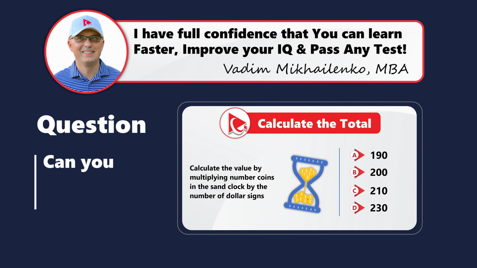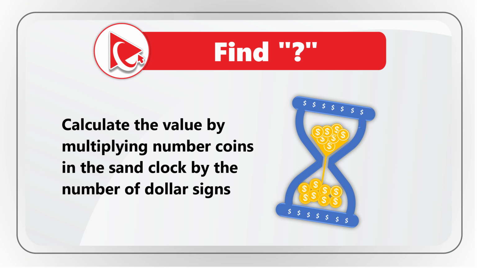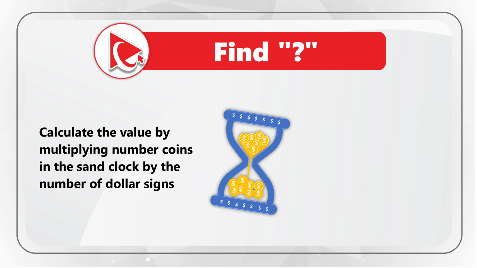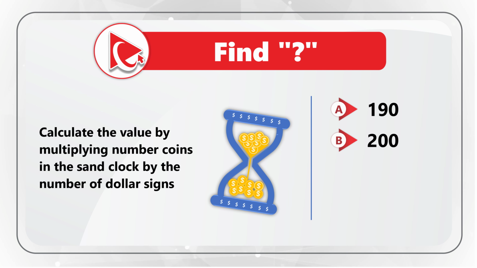Here's the problem for you to test your business math skills as well as attention to details. You need to calculate the value by multiplying the number of coins in the cent clock by the number of dollar signs. You need to select out of 4 possible choices. Choice A, 190, choice B, 200, choice C, 210, and last but not least, choice D, 230.